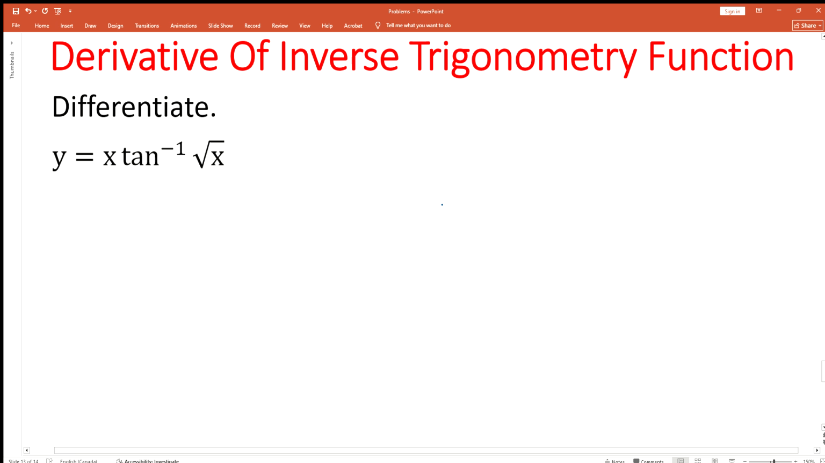In this video, we'll find the derivative of a term with inverse trigonometry function. As per the problem, we have to differentiate y equals x times tan inverse square root x with respect to x. On the left side, we get dy over dx.